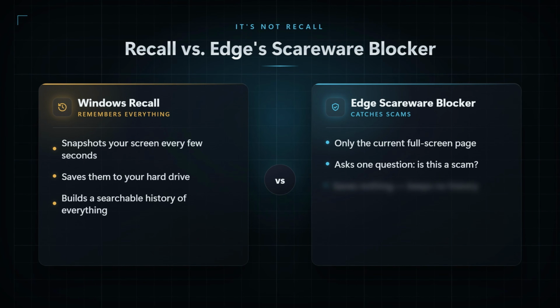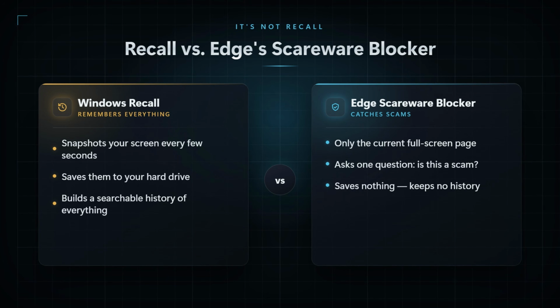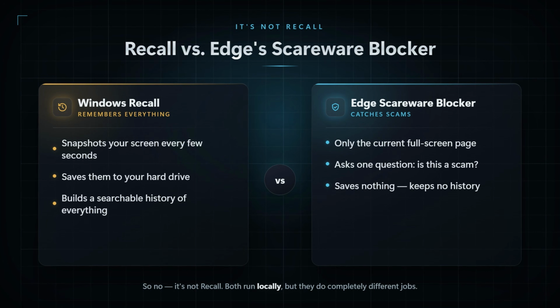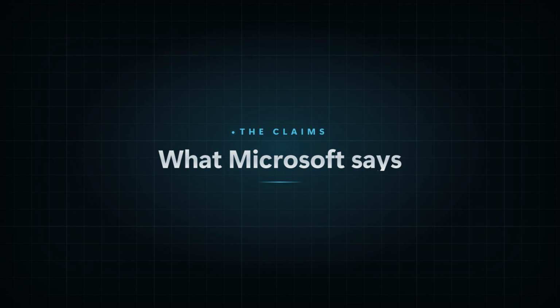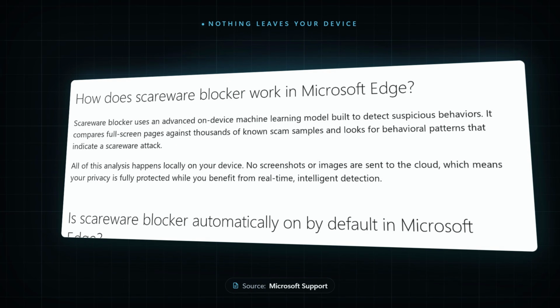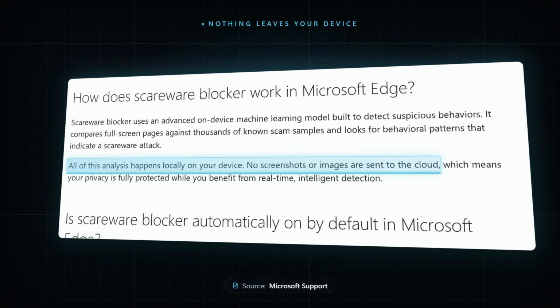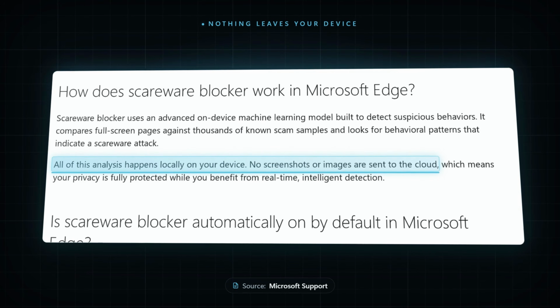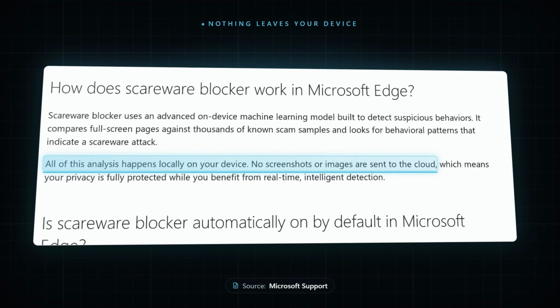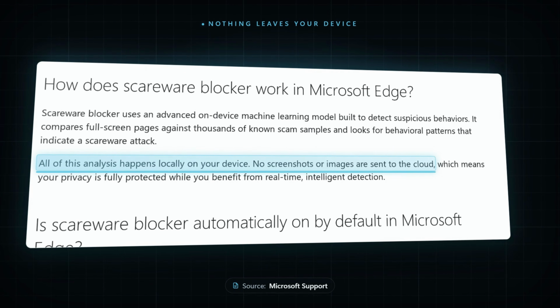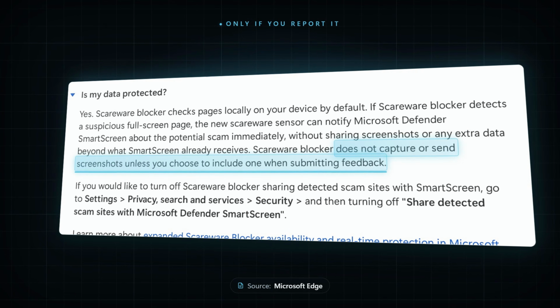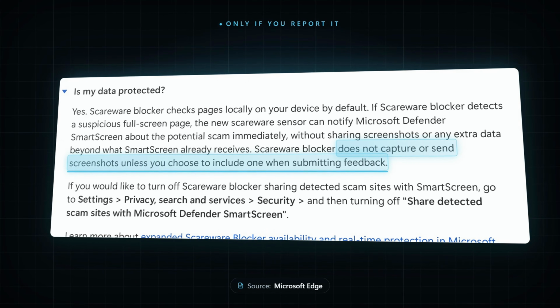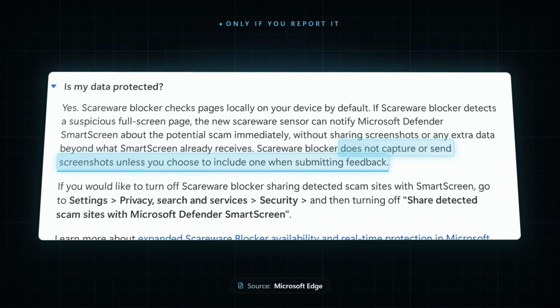So no, this is not Recall, and it's not Recall quietly built into Edge either. It's a real-time scam filter that just happens to use AI to do its job. So here's what Microsoft says. They say all of the analysis happens locally on your device and that no screenshots or images are sent to the cloud. The model runs on your PC, it doesn't save anything, and the only time a screenshot ever leaves your machine is if you choose to report a scam yourself to help them block it for other people.